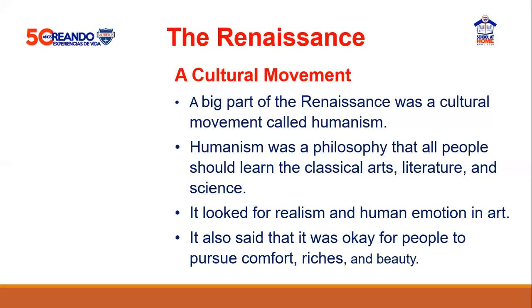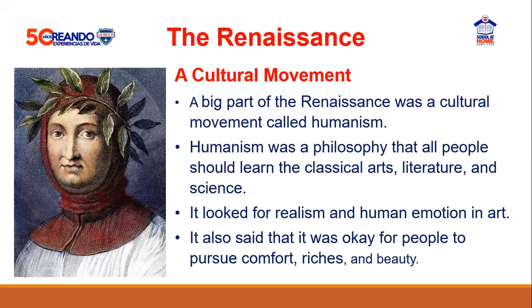Humanism also said that it was okay for people to pursue comfort, riches, and beauty. It was not exclusive, it was inclusive, right? And on the left side of your screen, we can see the poet Petrarch, the Italian poet Petrarch, who started talking about the human condition in terms of feelings, deception, love, romanticism, and so on.